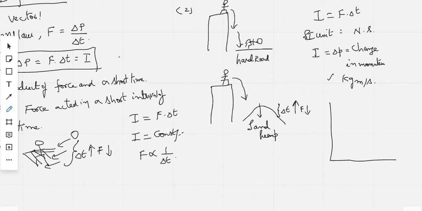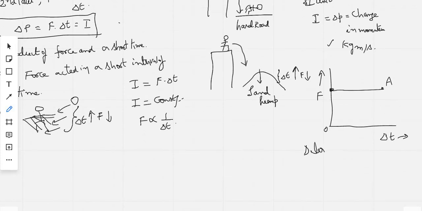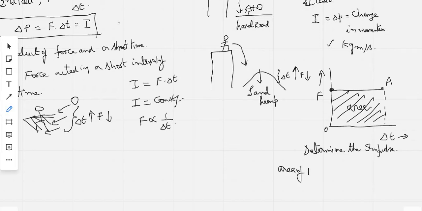Now if we take the graph between the time delta t on the x-axis and the force of impact on the y-axis, say there is a straight line graph, which tells that as the time increases, the force of impact is constant. Say the graph starts at point F and reaches point A. Now if I ask you what the impulse is from this graph, how do you determine it? As we know, impulse is the product of force and time, that means the product of y-axis and x-axis, which is nothing but the area under the graph. So the area of the F-t graph gives the impulse. In this case, it is F into delta t.